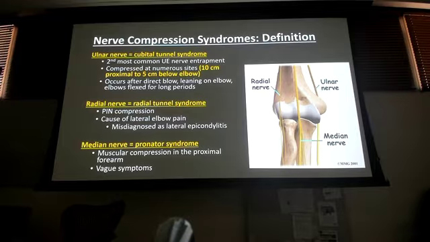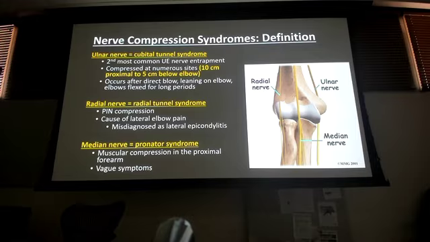So ulnar nerve always seems to be the most important, right? So ulnar nerve compression, otherwise known as cubital tunnel syndrome. A lot of times you see the acronym CTS used interchangeably with carpal tunnel syndrome. So make sure you're focusing on which one you're talking about, which one the patient has, because cubital tunnel is elbow and carpal tunnel is wrist, correct? You guys know that already? We'll go through that a little bit more.